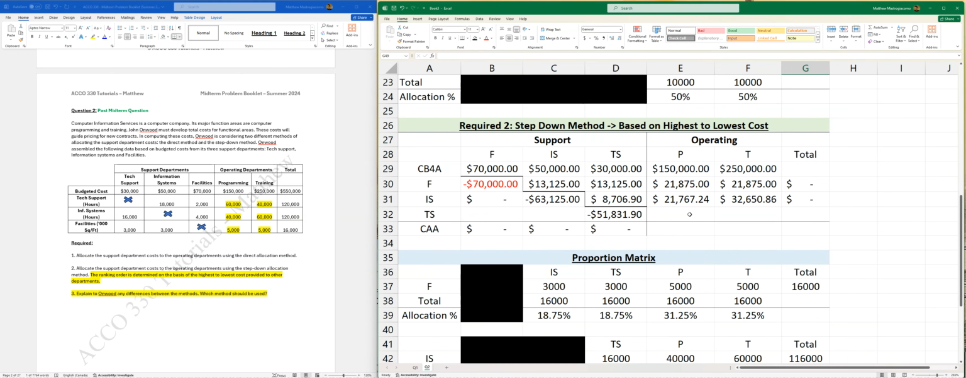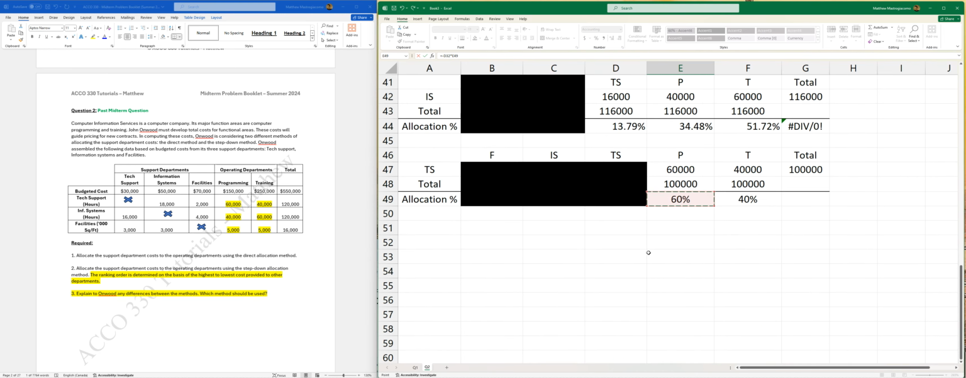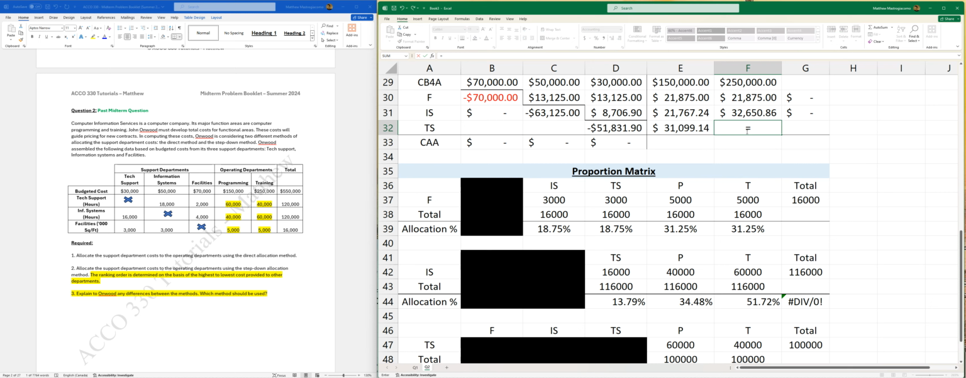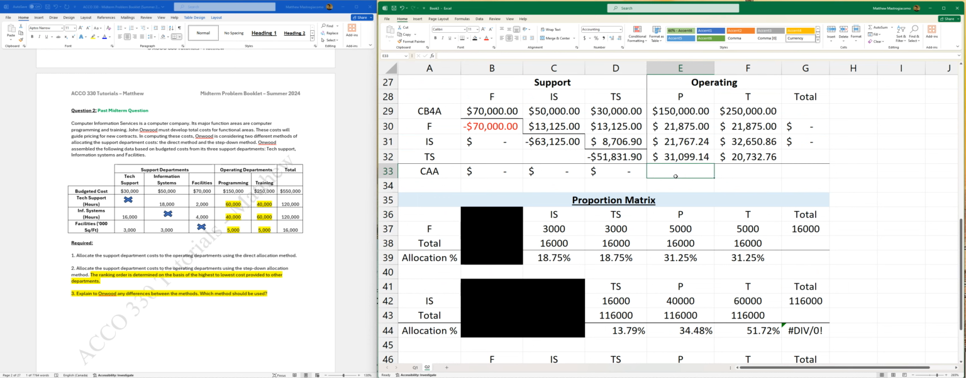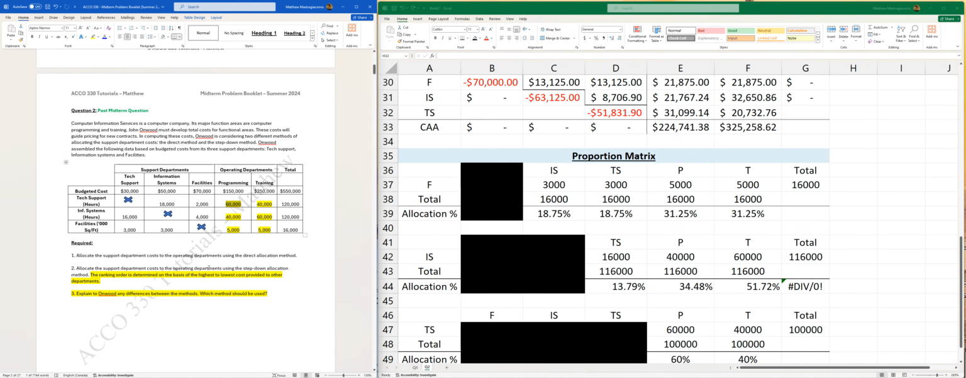So guys, now here we have 51,831.9 in cost. Okay, 60% is passed over to programming, and 40% is passed over to training. And now last but not least, guys, we add it up. 224,741.38 for programming, 325,258.62 for training. And just like that, guys, you have now done a past midterm question for cost allocation. Well, actually, wait, we have one more required. I get too excited. We have more required.